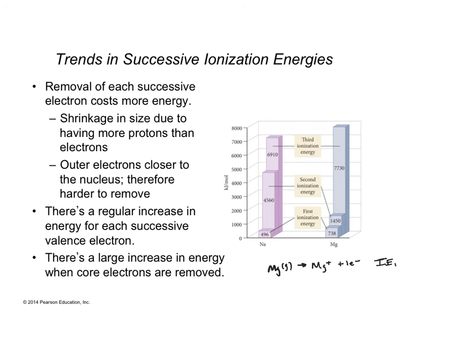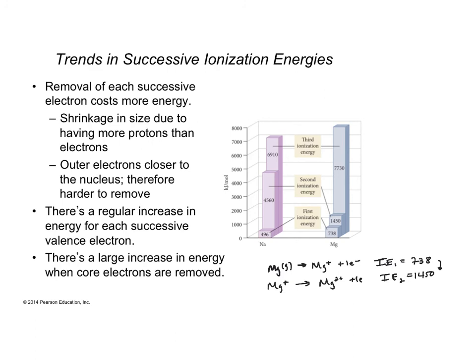Then, for the second electron, magnesium +1 will lose an electron to make magnesium 2+, and this will have its own ionization energy, right? And so for the first ionization energy for magnesium, it's about 738 kilojoules per mole. And then for the second one, it's about 1450 kilojoules per mole. Okay, and so again, as we continuously do this, we're going to see this increase.